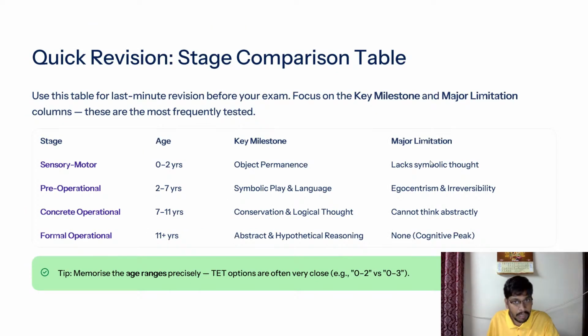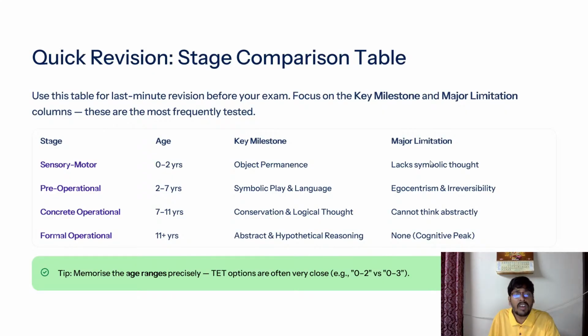And quick revision, so here is some quick revision. Sensorimotor is a stage that happens between 0 to 2 years of infancy. The key milestone here is object permanence, and the major limitation is lack of symbolic thought. There is no symbolic thought process here. But in pre-operational, egocentrism and irreversibility usually happen. And symbolic play and language: here kids can understand symbolic knowledge and language.